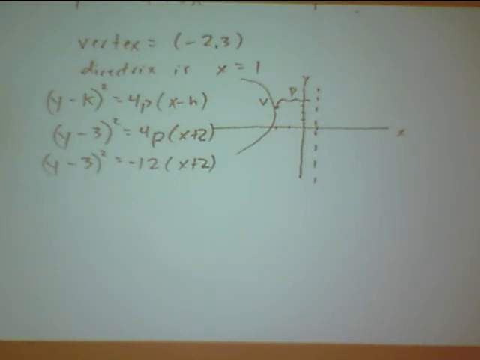All right, so hopefully, once you work some of these problems, you'll find out that working with parabolas is not that hard once you get the hang of what all these things mean.